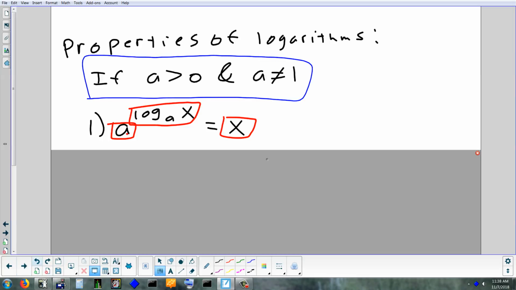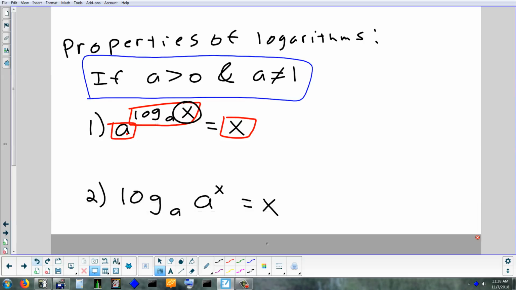So like if you had 2 to the log base 2 of x, well, that's an example where all of that would cancel out. And the answer is whatever number is right there. If it's an x, the answer is x. If it's a 4, the answer would be 4. But everything cancels out except that. Okay. So it's just a special pattern.